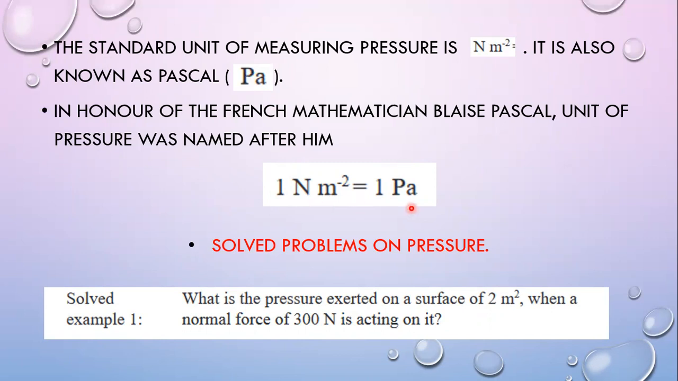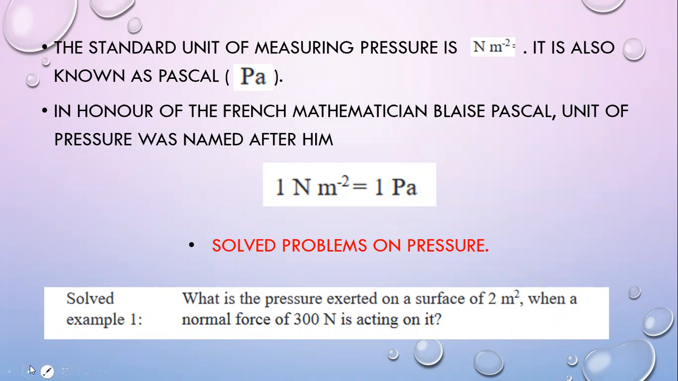Now we are going to solve problems on pressure. What is the pressure exerted on a surface of 2 square meters when a normal force of 300 Newton is acting on it? Let's see how we can solve this problem.